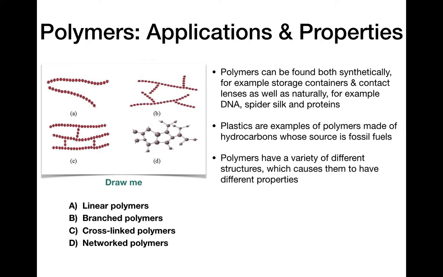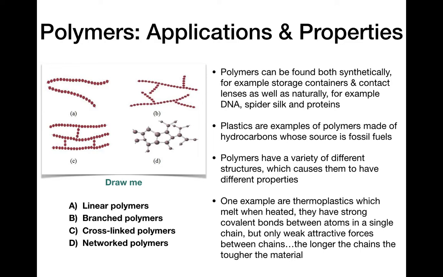There are different structures of polymers, which, surprise, surprise, makes them have different properties. So here are the 4 main structures. You need to draw this, and make sure you label each one. A, these are linear polymers. B are branched. We have some branches coming off the polymer here. C is cross-linked. We have linear chains, but with cross-links, cross bridges between them. And D is a network, lots of branching between them.